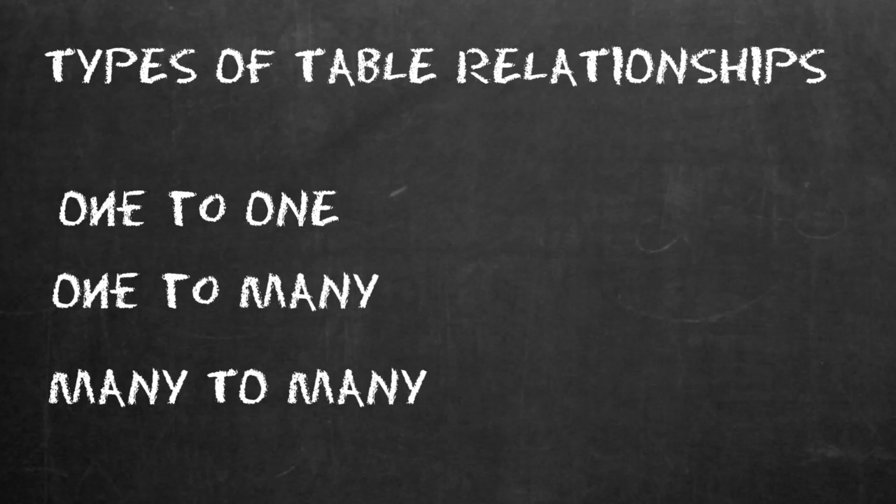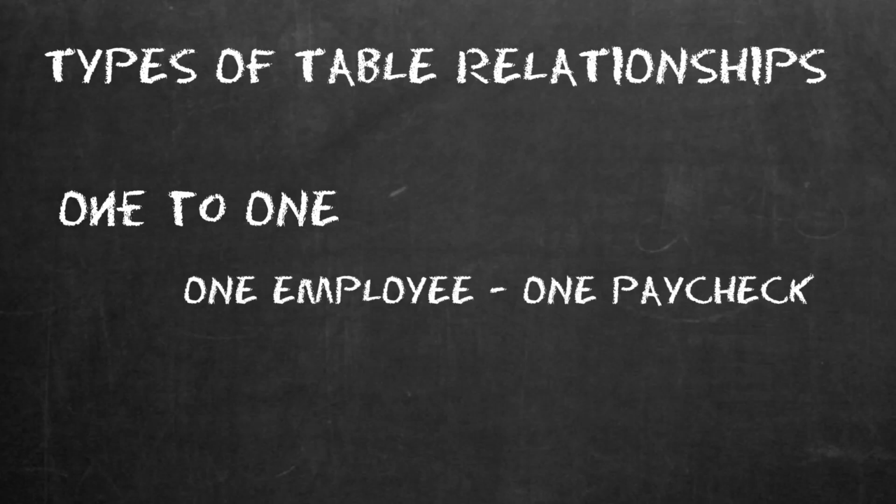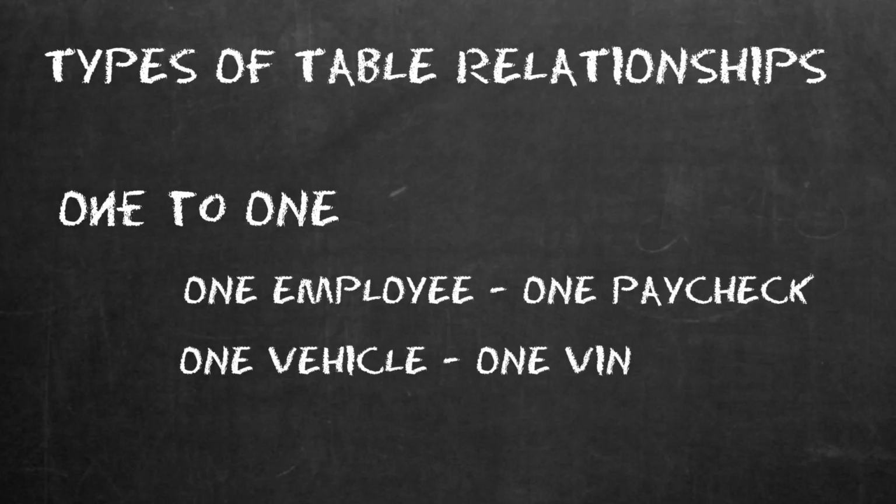Now, explaining these various types of relationships can really be its own video, but for today, let's just keep it simple. The most common types of relationships you'll encounter are one-to-one and one-to-many. An example of a one-to-one relationship would be one employee, one paycheck, or one vehicle to one vehicle identification number.